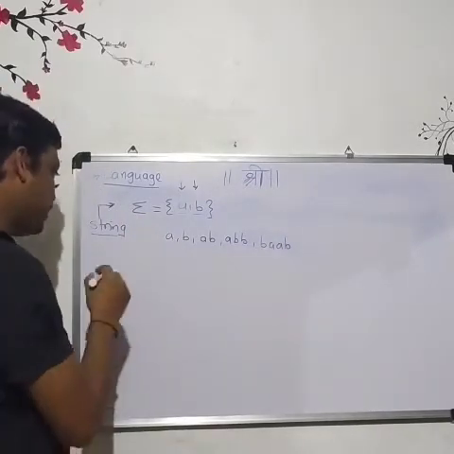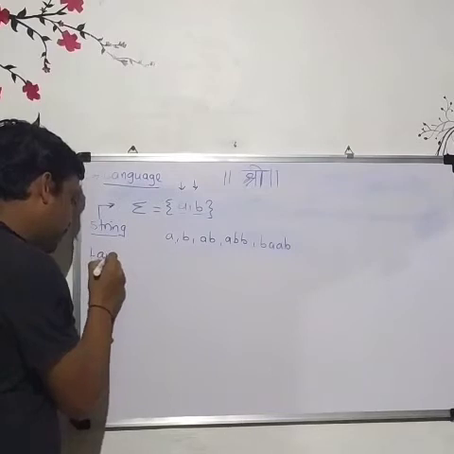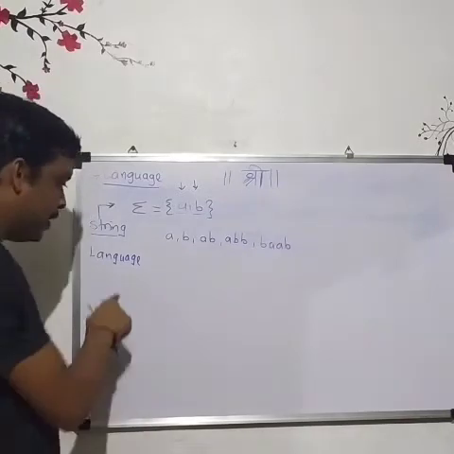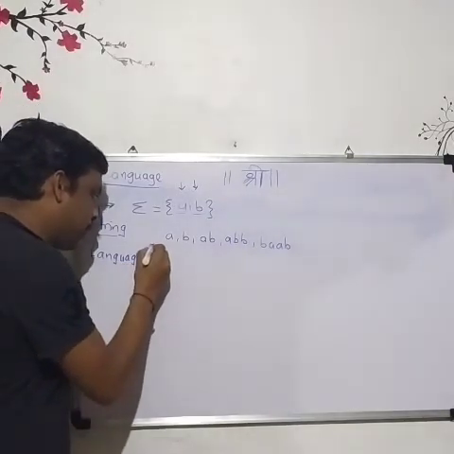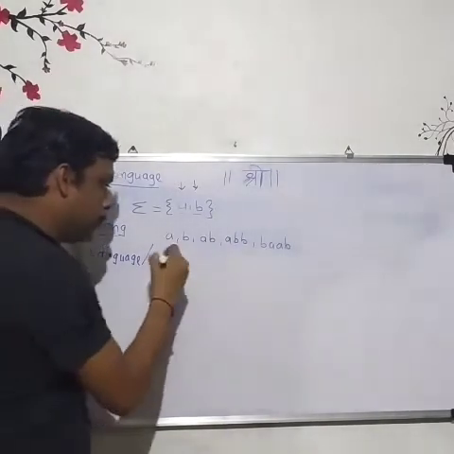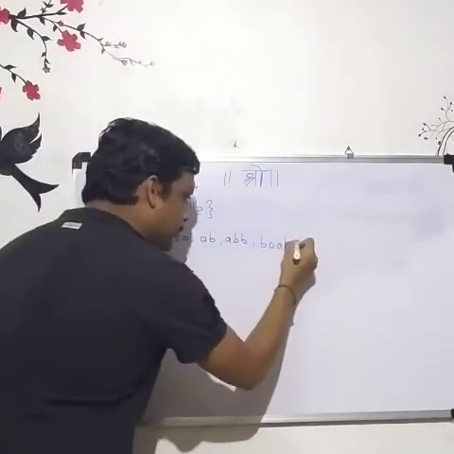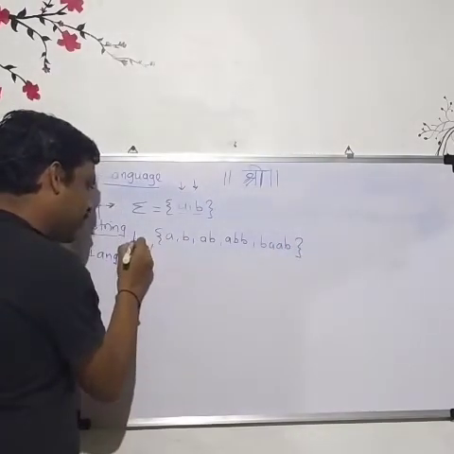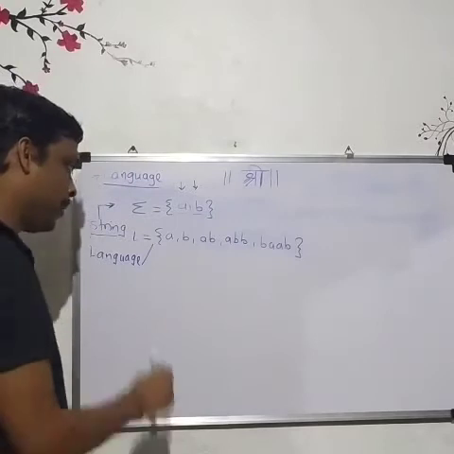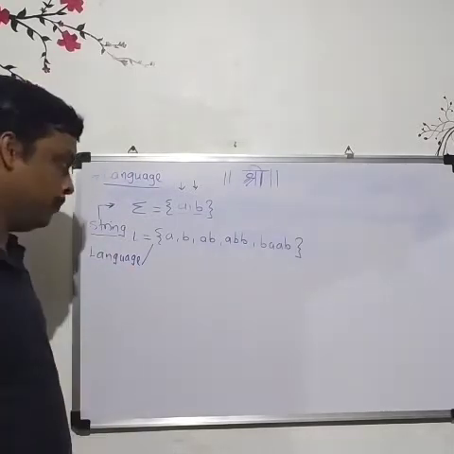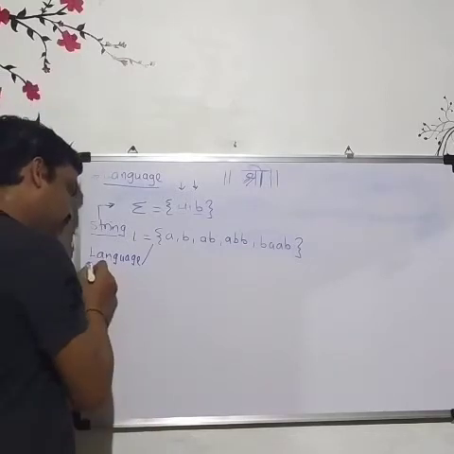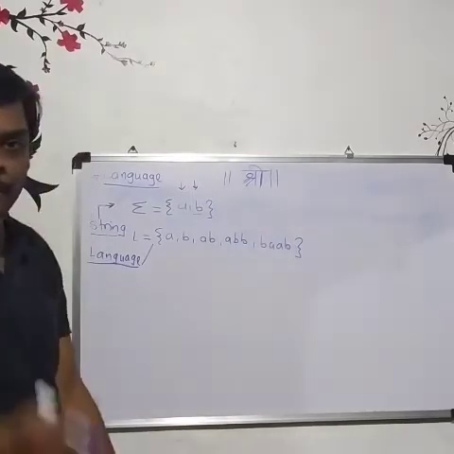Then we discussed one more term in our previous session, that is what exactly a language is. So what is a language? A language is a set of strings that we can define on sigma. If we create a set of all such strings, then this set is called a language. I hope this point is clear to you, because we have already discussed this particular point, language, in detail in our previous session.